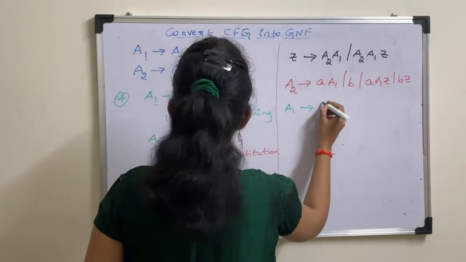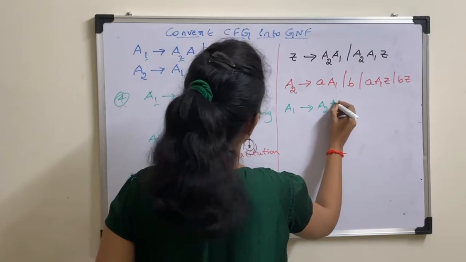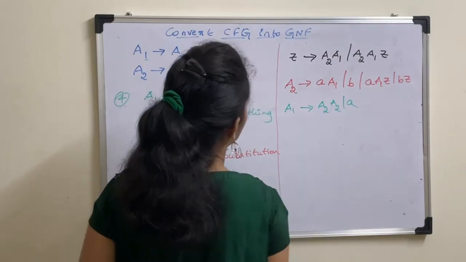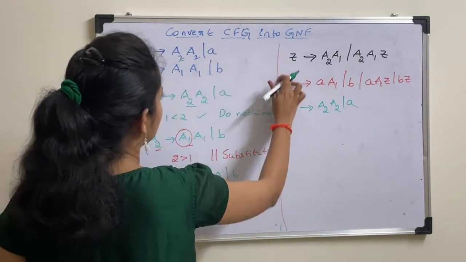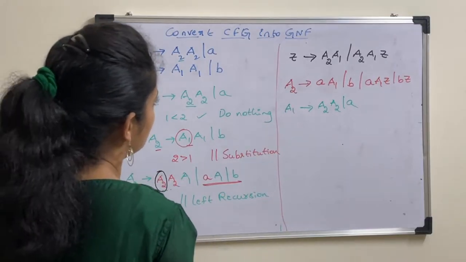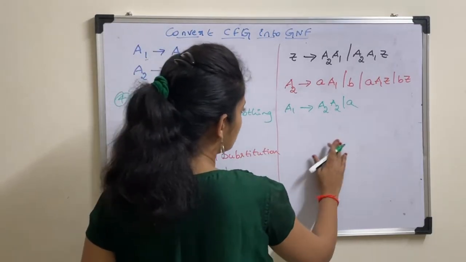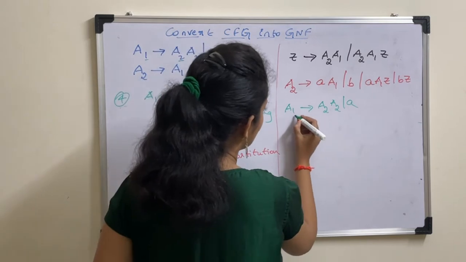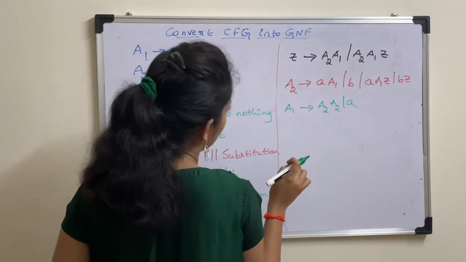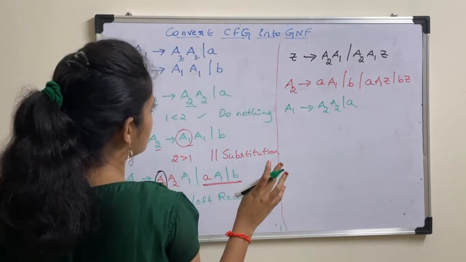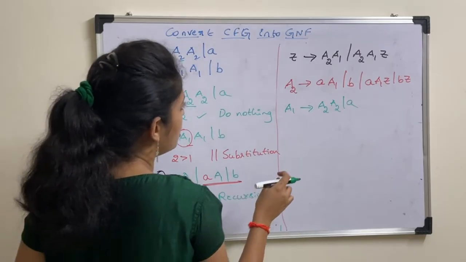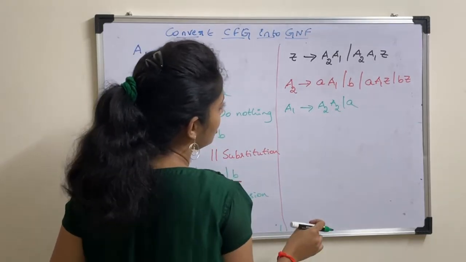A1 derives A2 or A. Now these are the three productions. Now check the rules of GNF. So even though this is satisfying LHS and RHS, that is the fourth rule in our GNF, this is not satisfying one more rule.